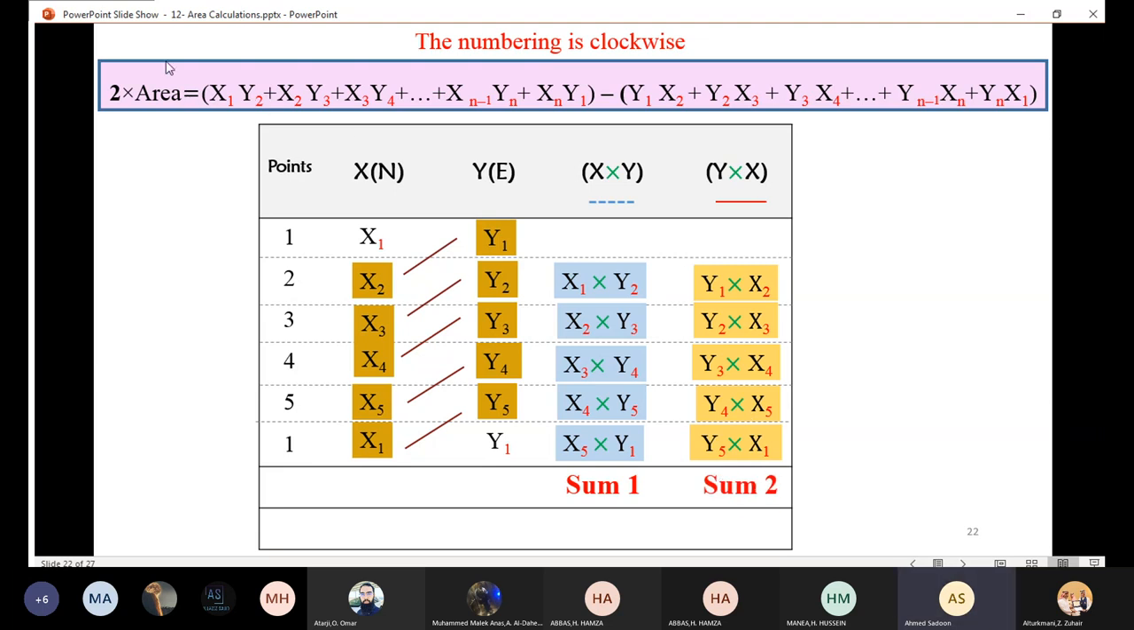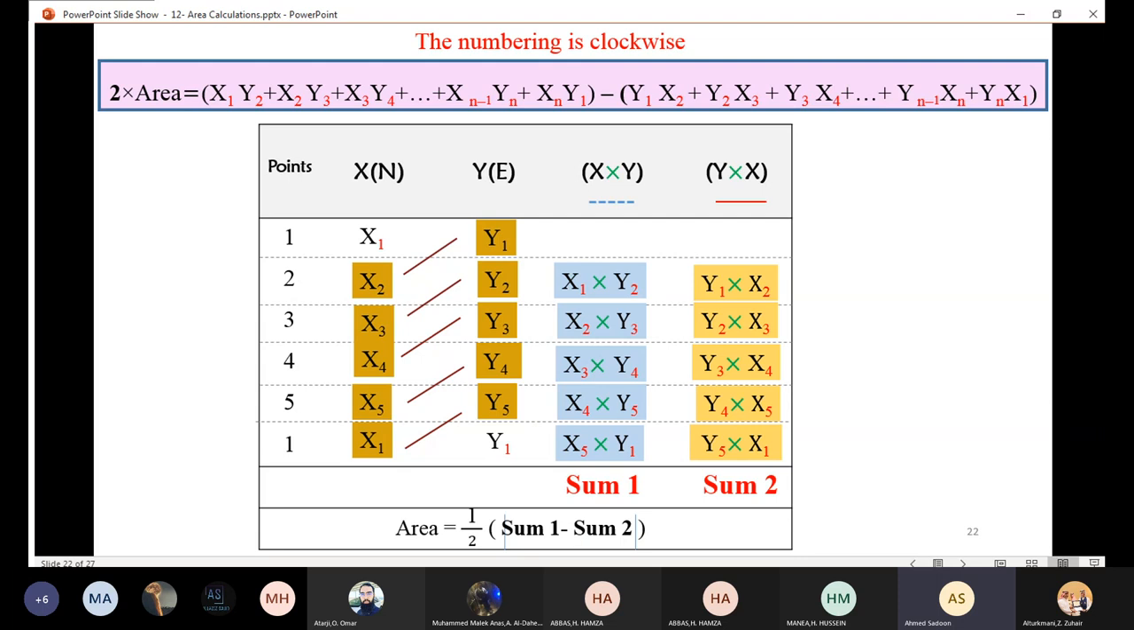So in order to get the area, it is going to be 1 over 2. So this one, I'm going to move to the right hand side. It's going to be 1 over 2 times the summation of the first component minus the summation of the second component. So 1 over 2 times summation 1 minus summation 2 is going to give me the value of the area. And here we put the absolute value. Here we're going to take the absolute value for summation 1 minus summation 2.